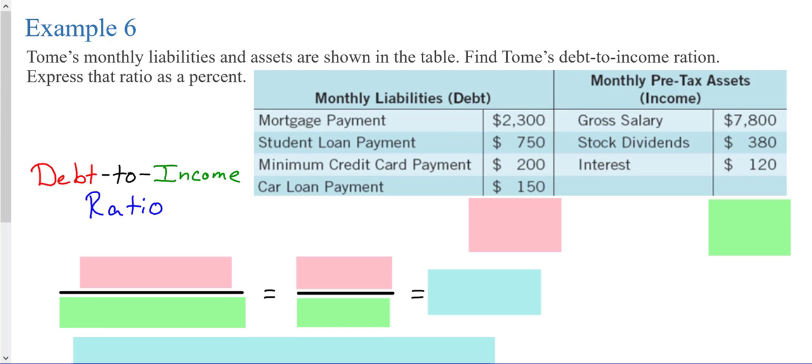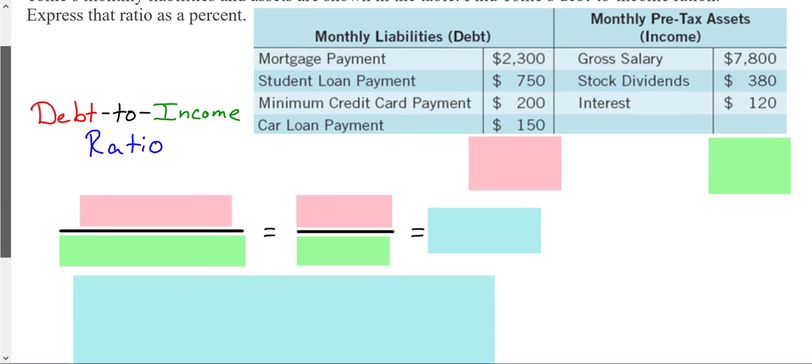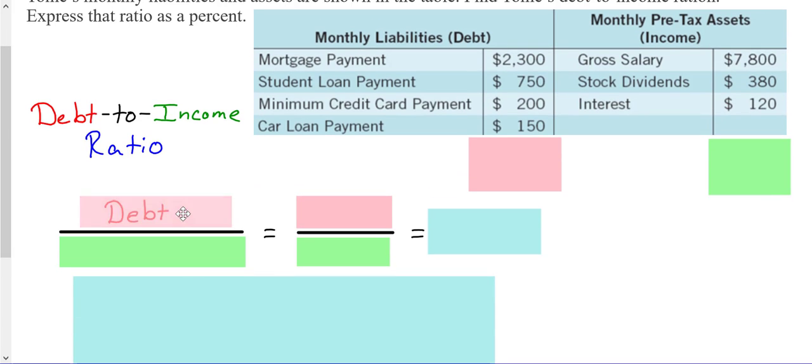So Tom's monthly liabilities and assets are shown in this table. And we want to find his debt to income ratio. So when I say debt to income, think of it as if it's a fraction. So you want debt to income. So debt divided by income is the ratio. So debt divided by pre-tax income. So to do this, we first have to total our liabilities, which is our debt, and we have to total our income.